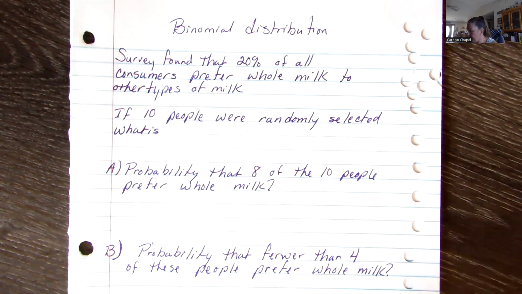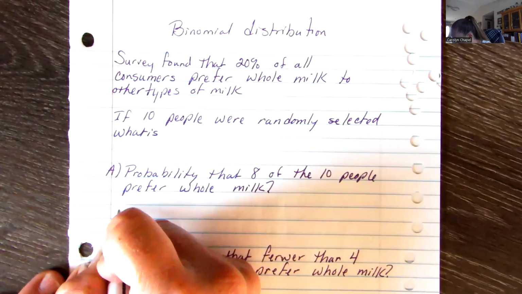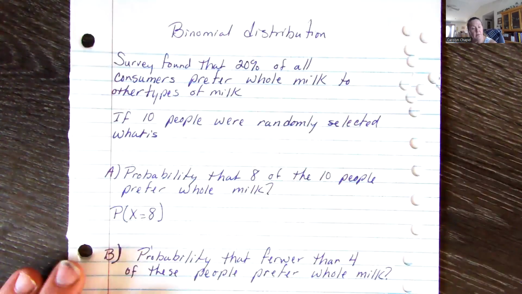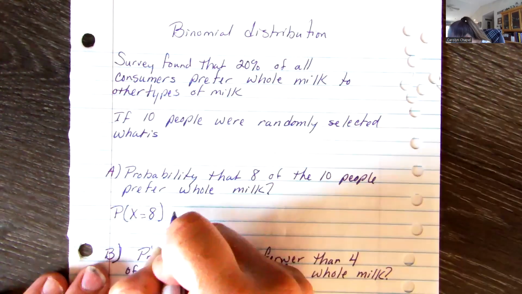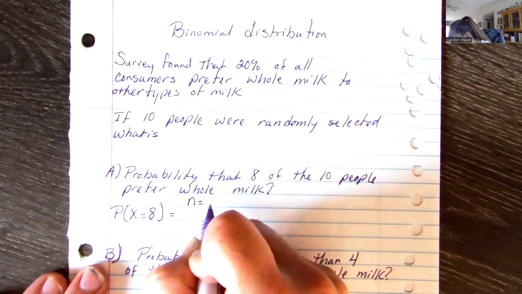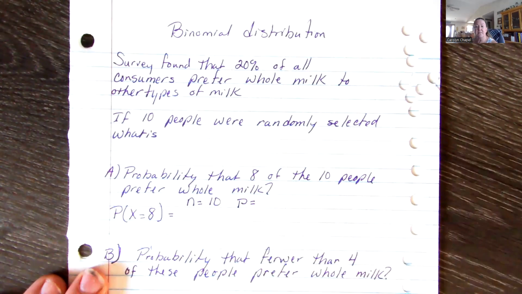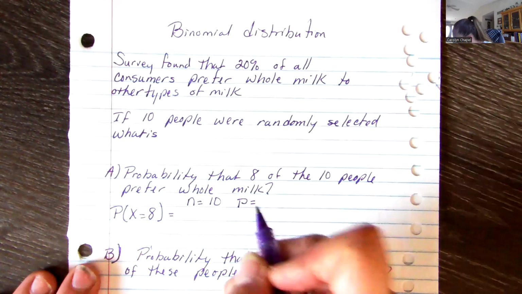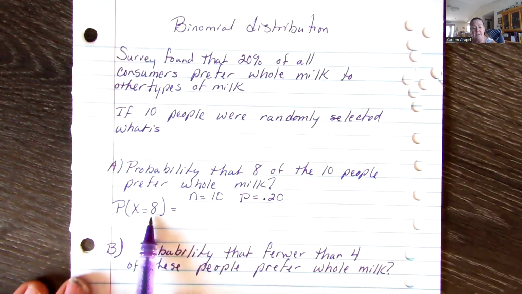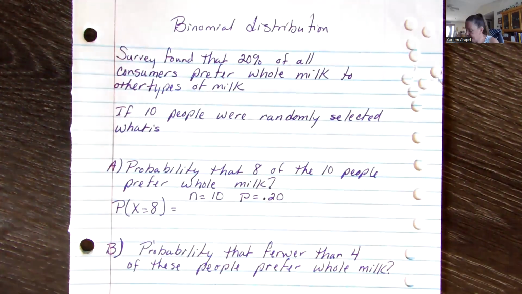So on this problem, we're trying to find the probability that 8 of these 10 people prefer whole milk, so I'm going to remind us of some things. We're looking for the probability that x is equal to 8. I could put the formula out here, but I'm just going to remind us of the pieces we need. Our n, the number of trials, is 10. Our p, the probability of success, is that 20% in its decimal form. And here our x is just 8. I will go to some technology in a little bit and we'll get those values.